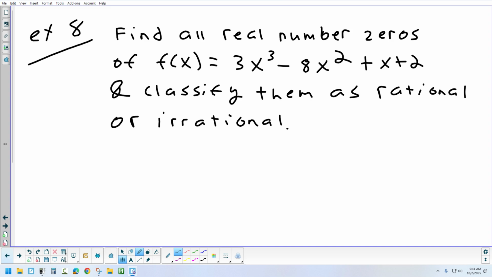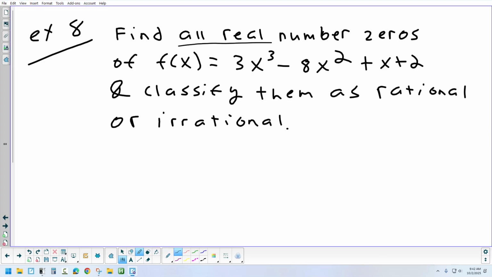Okay, so now this one's asking you to find all real zeros. That means I want the answers you can write as a fraction and the ones you can't. Okay, so that's a cubic. Do we have a formula that we know off the top of our head to solve a cubic equation? Ethan?